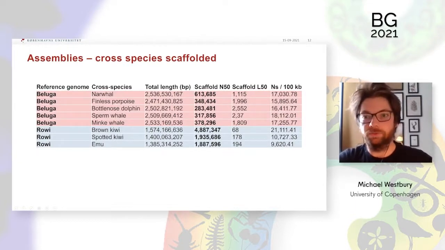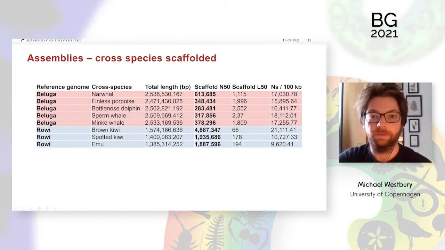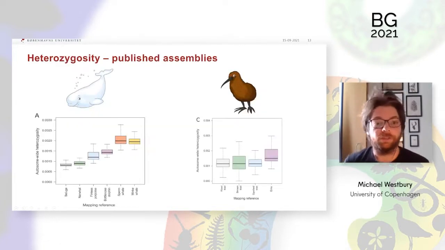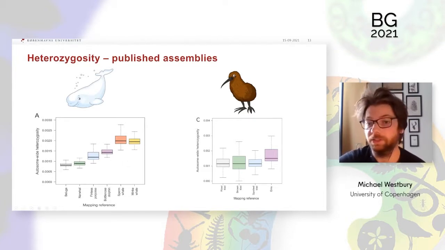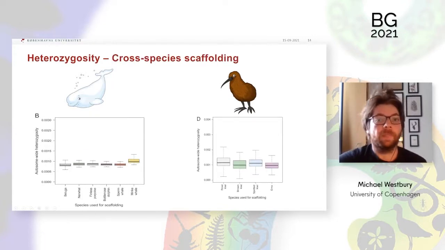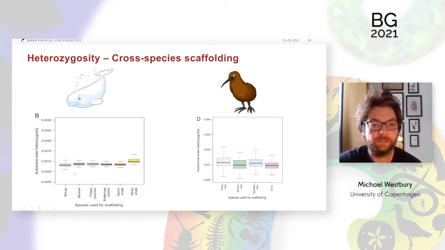And this may be just due to the differences in assembly quality that I mentioned. The cetaceans were a lot lower quality. So with the heterozygosity, we also see an increasing deviation from the expected as phylogenetic distance increases, but not so much with the kiwi until you hit the emu, which is a lot more distant. When using the cross-species scaffold assemblies as references, that deviation essentially completely disappears, slightly still there for the most divergent, and it also relatively disappears for the kiwi data set.